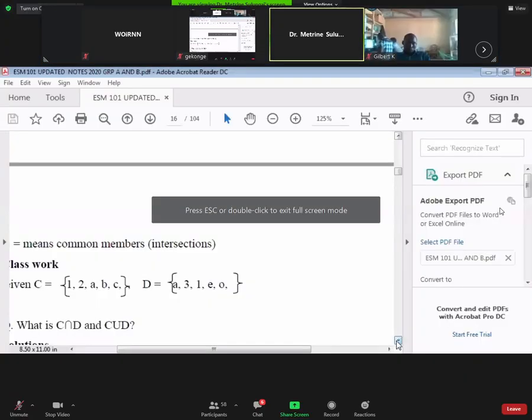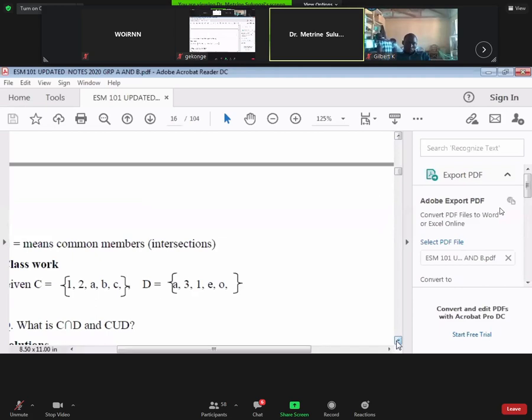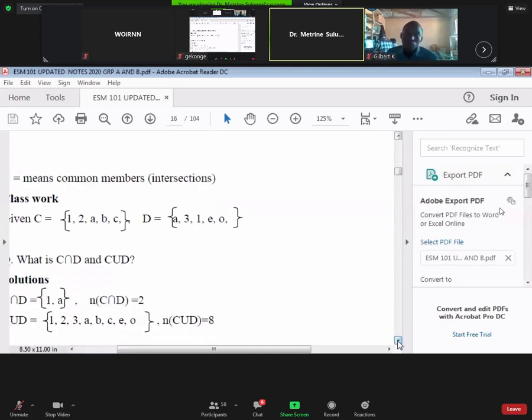Suppose C has these elements, 1, 2, A, B, C, and D has A, 3, 1, E, O. What is the intersection? Which elements are common? So C intersection D will give us A, will give us 1. I think those are the two elements which are common, A and 1. While the union has elements 1, 2, 3, then A, B, C, E, O.